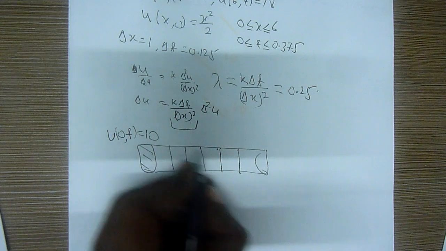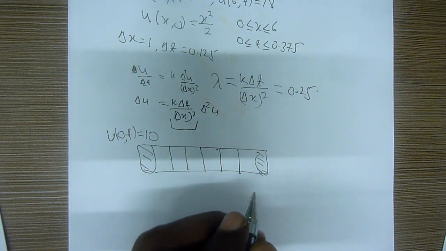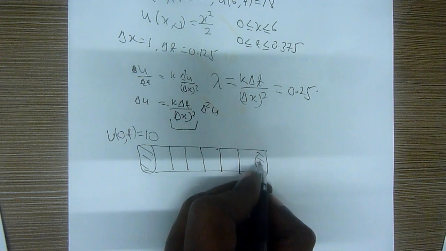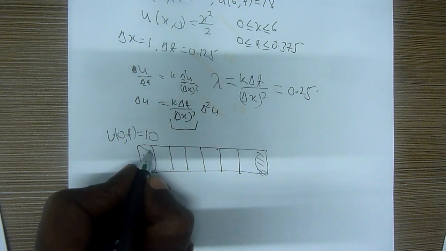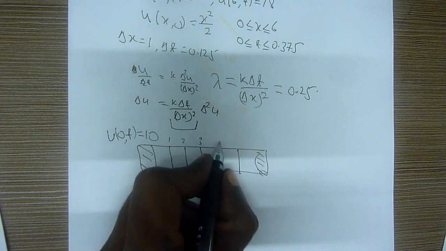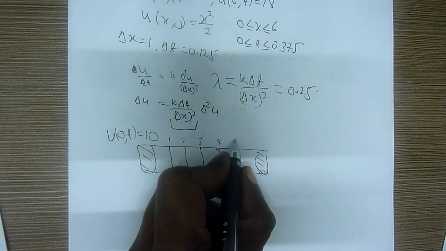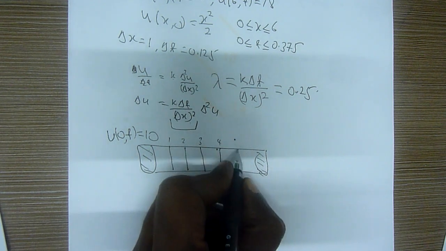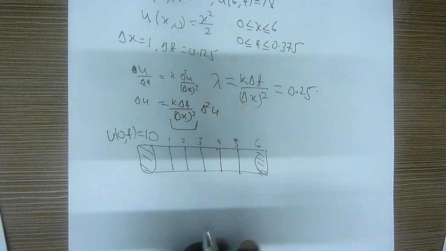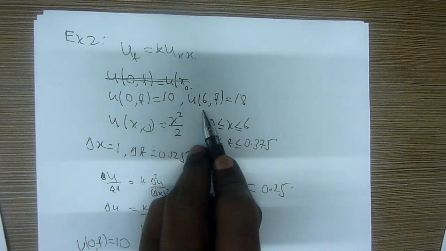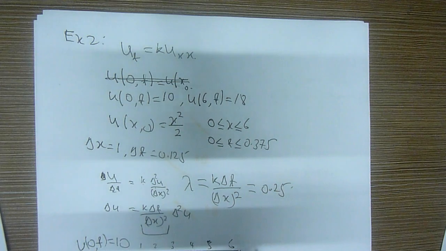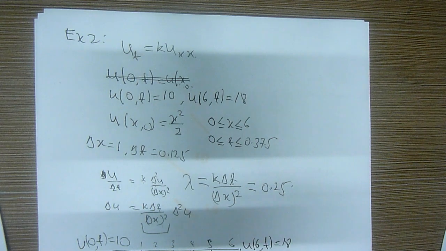Okay, 0, 1, 2, 3, 4, 5, 6. The highest x can go is 6. You see what is the 6 here? u 6 is 18. u 6 equals 18. Can I?